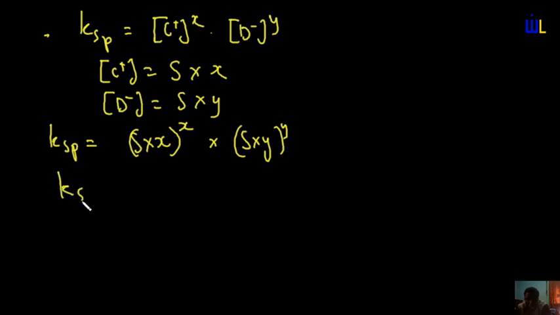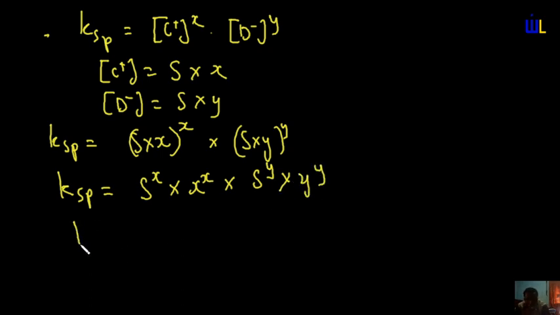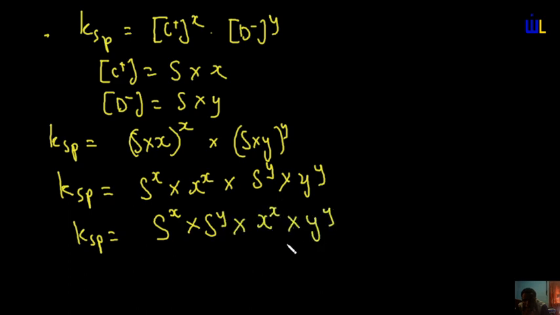So we're going to have Ksp equals S raised to power X times X raised to power X, multiplied by S raised to power Y times Y raised to power Y. If we bring this together and find the common factors, the solubility product will now be S raised to power X times S raised to power Y, multiplied by X raised to power X times Y raised to power Y. Eventually, our final answer would be S raised to power X plus Y, multiplied by X raised to power X times Y raised to power Y.